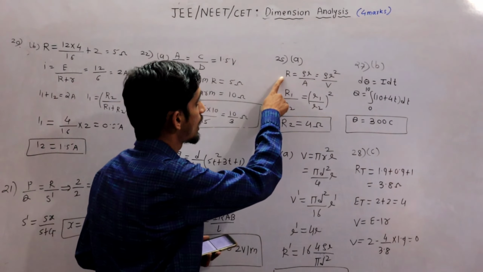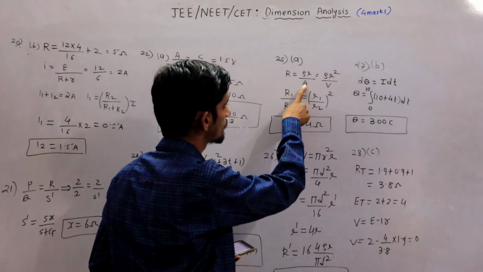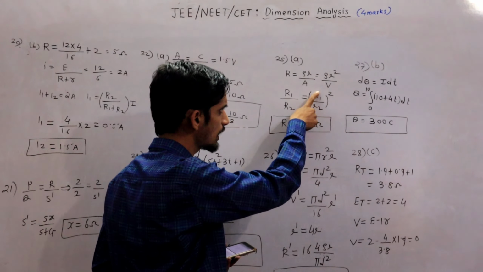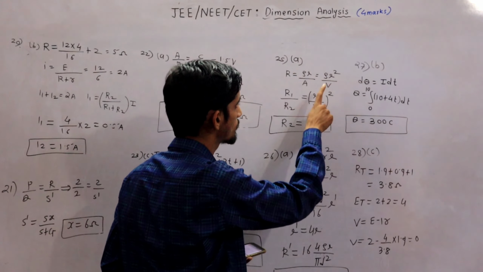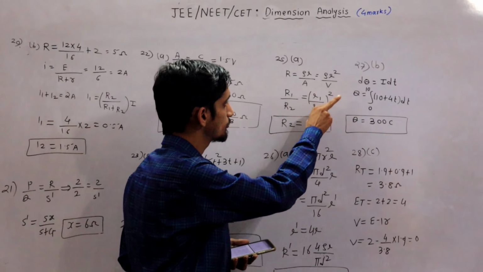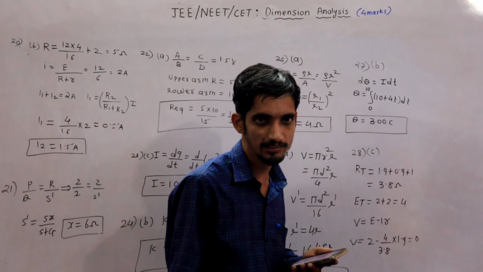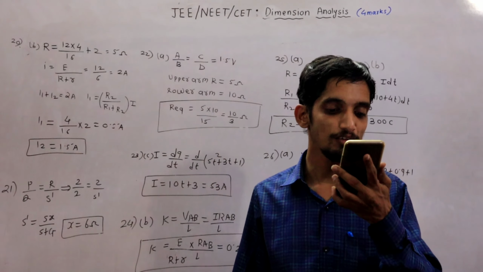Now listen here. R is rho L by A, but you know that volume is area into length, so area is volume upon length, which gives R is rho L square by V. It means R is proportional to L square. So R1 by R2 is L1 by L2 whole square. So R2 is equal to 4 ohm. So option A is the correct answer for question number 25.